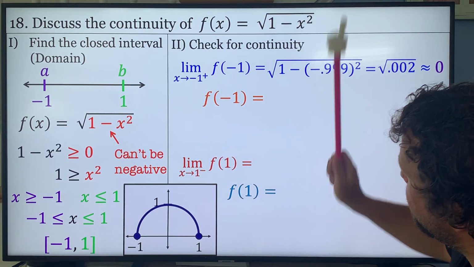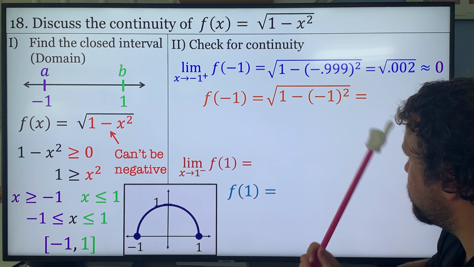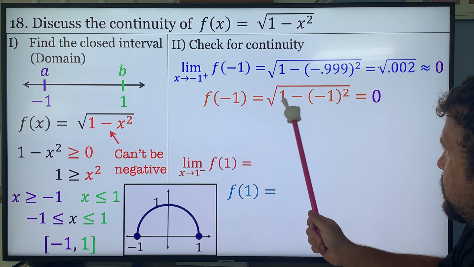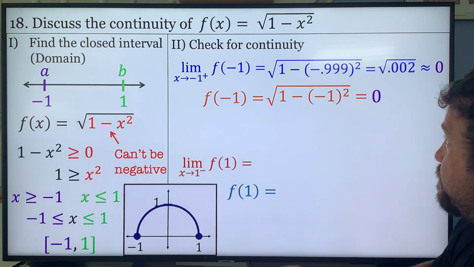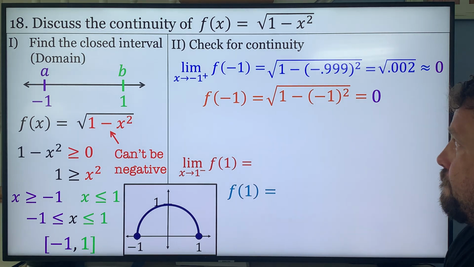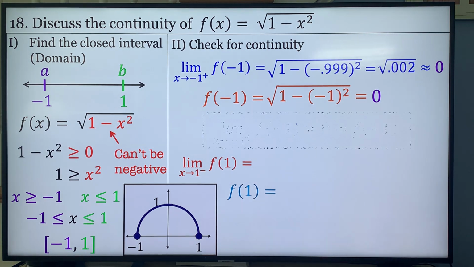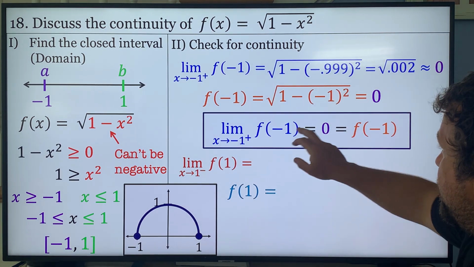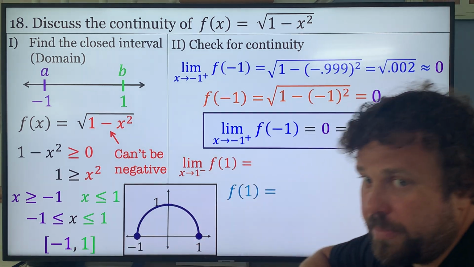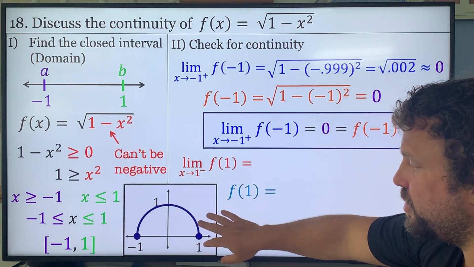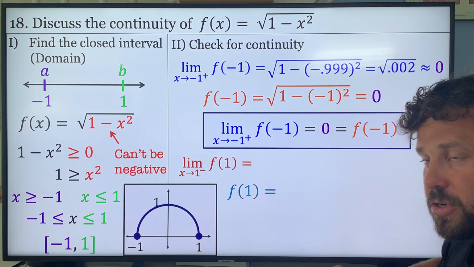If I actually take negative 1 and plug it in here, negative 1 squared is 1, and 1 minus 1 is 0. Square root of 0 is 0. All right? Are these equal? They are equal. Since they are equal, that means it is continuous at this point. Okay, the graph really wouldn't be given to you. I'm just using the graph to show you what we're talking about.